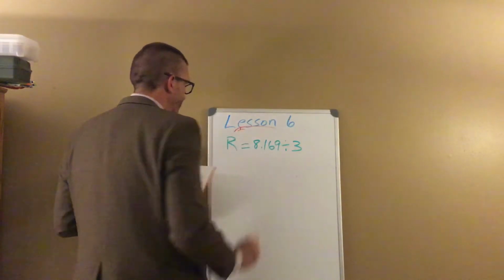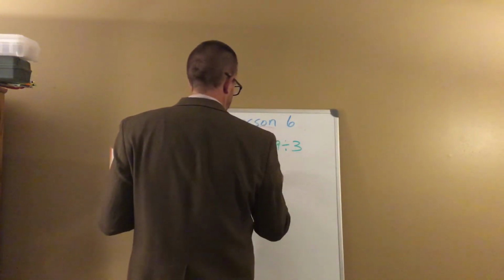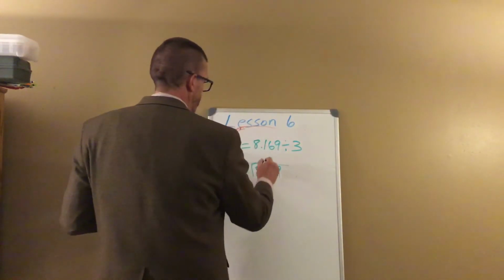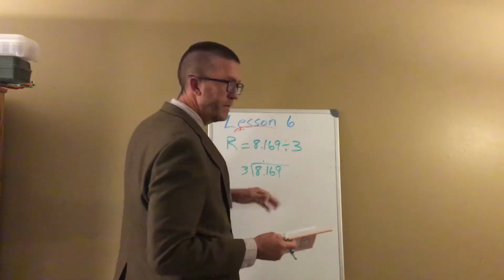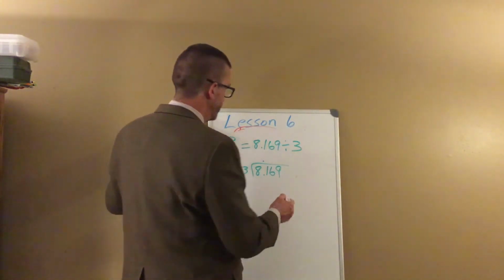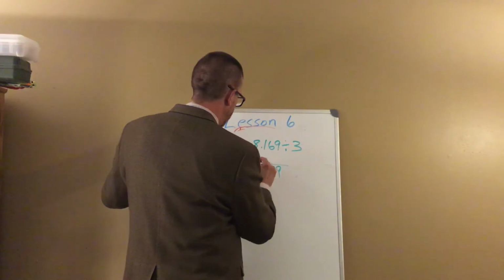I'm going to put R for rope. There's my equation. I have my road map. 8 and 169 thousandths divided by 3. Bring up that decimal. It's really important that we line things up correctly. Bring the decimal up immediately. I've seen hundreds and hundreds of problems get marked wrong because they don't remember to bring the decimal up.